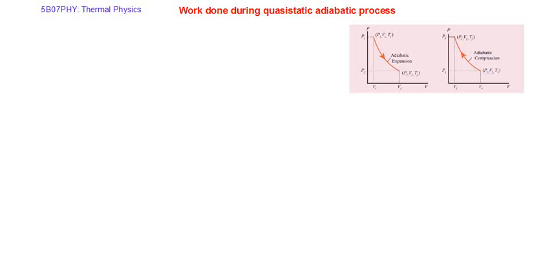So we will calculate the work done during an adiabatic process which happens quasi-statically. You know that in an adiabatic process the system is perfectly isolated from the surrounding so that no heat flow occurs between the system and the surrounding. And the thing to be taken care of is that all the three thermodynamic variables, the pressure, volume and temperature, undergo change here.